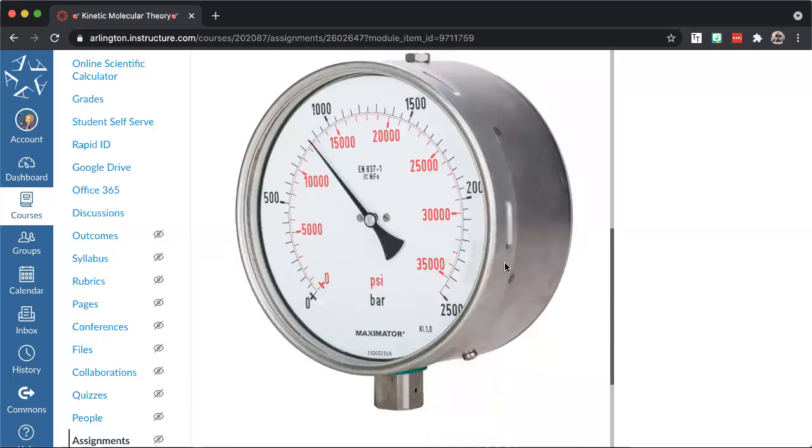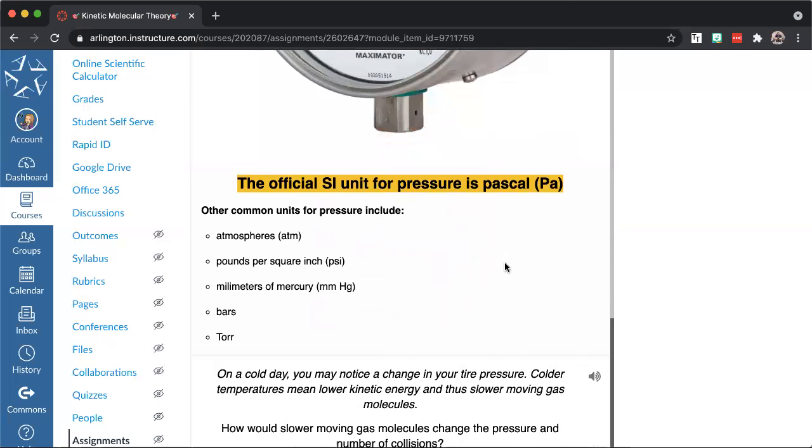So some of the units that we use to measure pressure: the official unit is called the Pascal, abbreviated with a capital P, lowercase a, but we have lots of other common units. So atmospheres, which are abbreviated ATM, pounds per square inch, which is abbreviated PSI, millimeters of mercury, which is abbreviated mm, and then the symbol for mercury, Hg. You can also have bars. You can also have what we call torrs, abbreviated TORR.